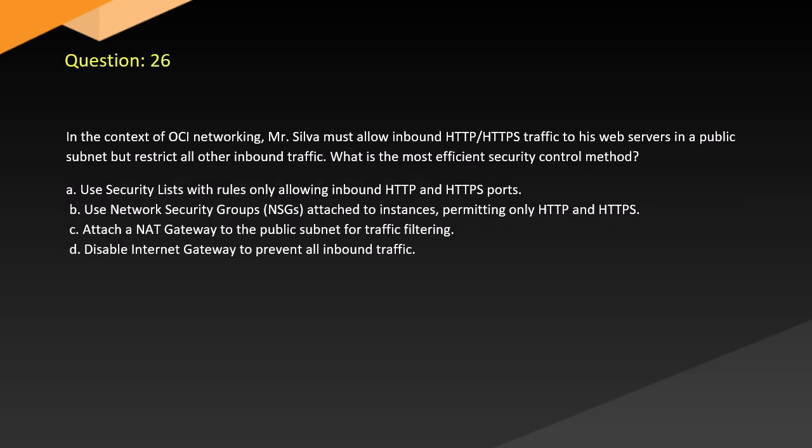Question 26. In the context of OCI networking, Mr. Silva must allow HTTPS traffic to his web servers in a public subnet but restrict all other inbound traffic. What is the most efficient security control method? A. Use security lists with rules only allowing inbound HTTPS. B. Use network security groups (NSGs) attached to instances permitting only HTTPS. C. Attach a NAT gateway to the public subnet for traffic filtering. D. Disable internet gateway to prevent all inbound traffic.